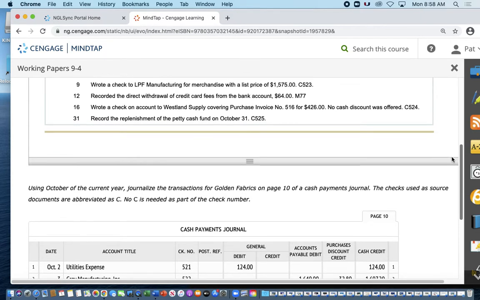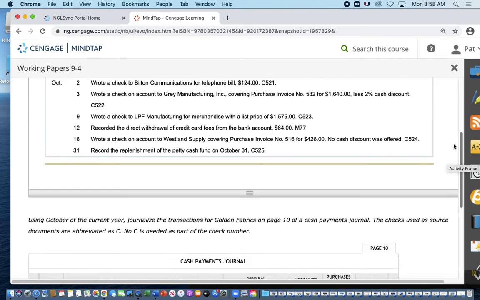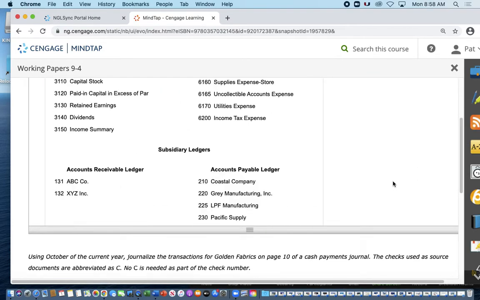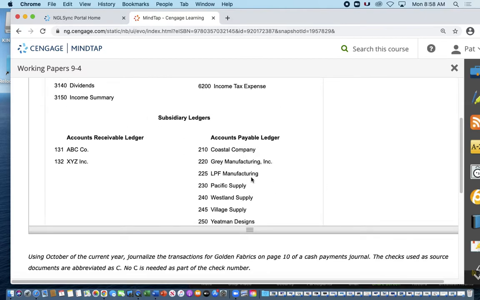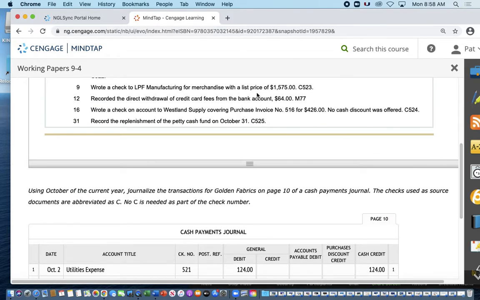Transaction number 3, October 9th. Wrote a check to LPF Manufacturing for merchandise with a list price of $1,575. We have no trade discount. We have no purchases discount. This is just us buying merchandise. And if you look down here, they're one of our payables. But LPF, if you don't charge it, it's not in the purchases journal. You're just writing a check for merchandise.